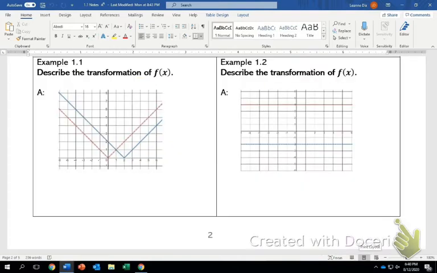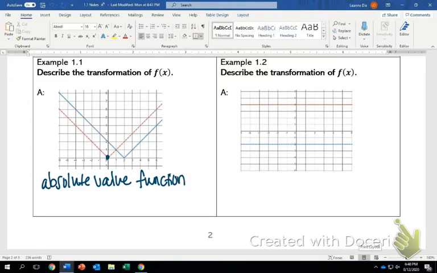So here are some examples. This says describe the transformation of f of x, or of the function. In example 1.1a, we can see on the left that this is a V shape. So I know that this is going to be an absolute value function.